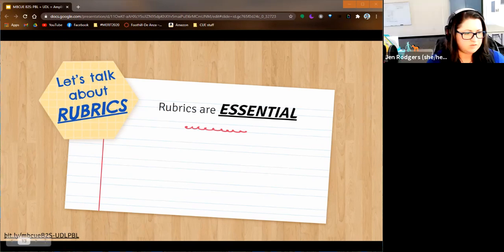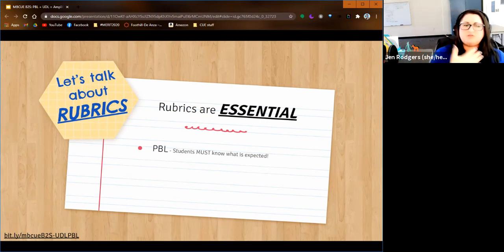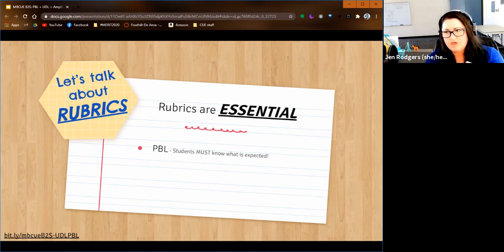Sorry, why is my slide not going? There we go. In project-based learning, students must know what is expected. If you give a student a project and they have all these objectives to meet, they have to know how to meet those objectives. Otherwise, it's completely unjust and inequitable, right? And we're aiming for that equity and justice piece. So they really need to know what's expected.